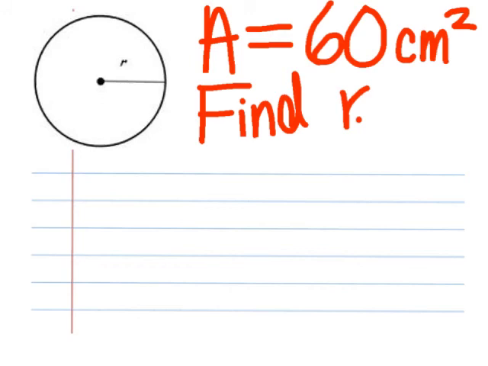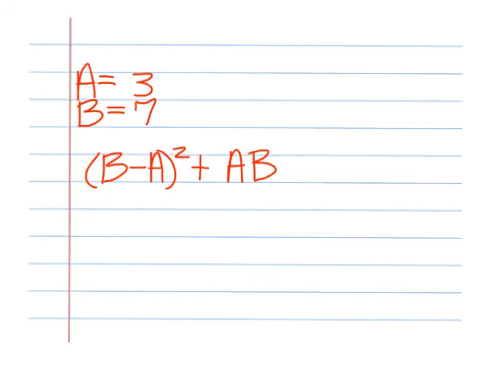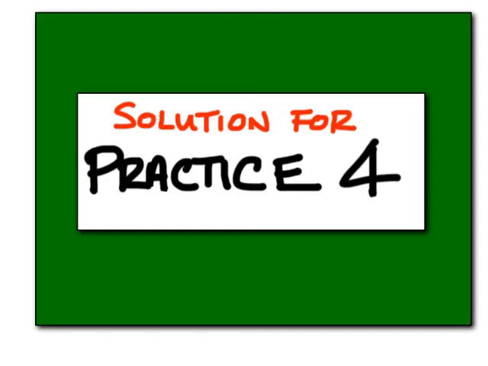Practice number 4. Area is 60 centimeters squared. You have to find the value of R. Bonus number 7. The answer to this bonus should be 96. Here's another bonus, number 8. The solution on this bonus should be 37.